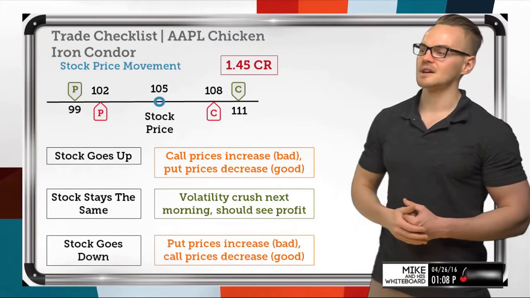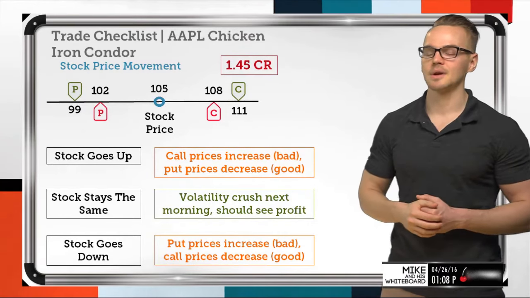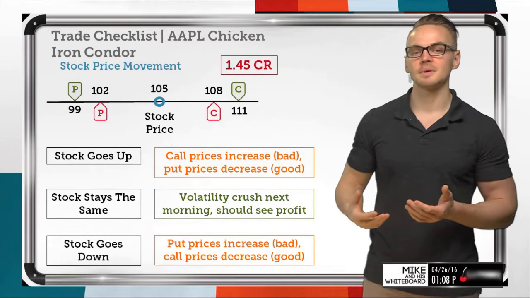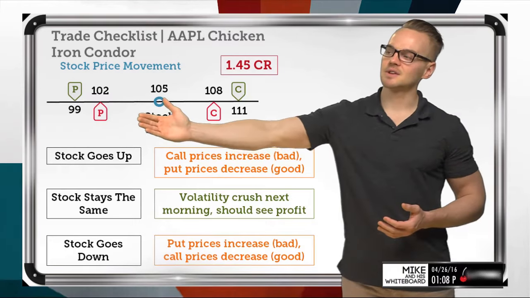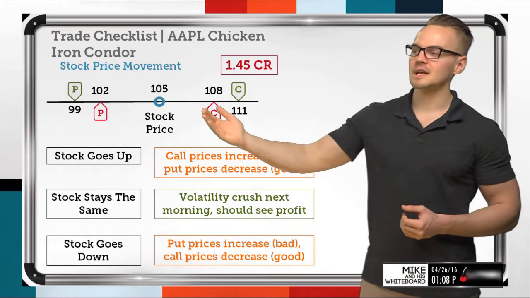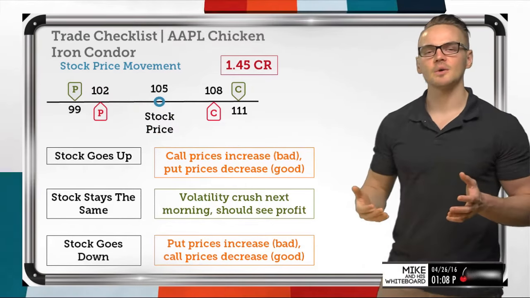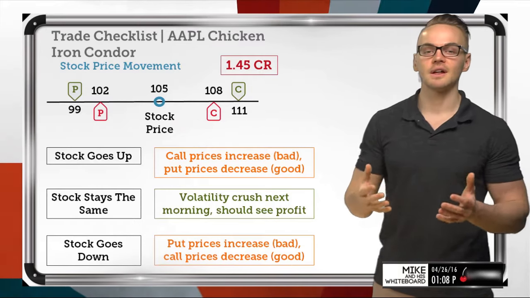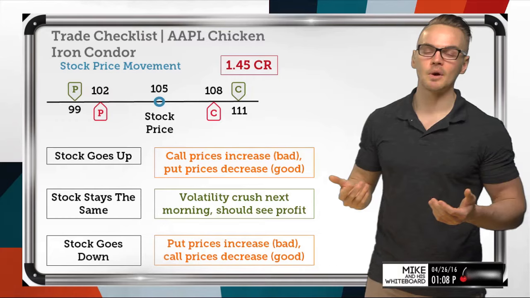If the stock price does go down, however, it's going to be the same situation as the stock going up, except my puts are going to gain value and my call options are going to be pretty much worthless. That's going to be bad, especially if the stock price goes below 99. If it goes anywhere in between here, maybe to 104 or 103, I should be okay, given the fact that I do assume that there would be a volatility crush. If volatility stays about the same, then I'd probably see a marked loss.